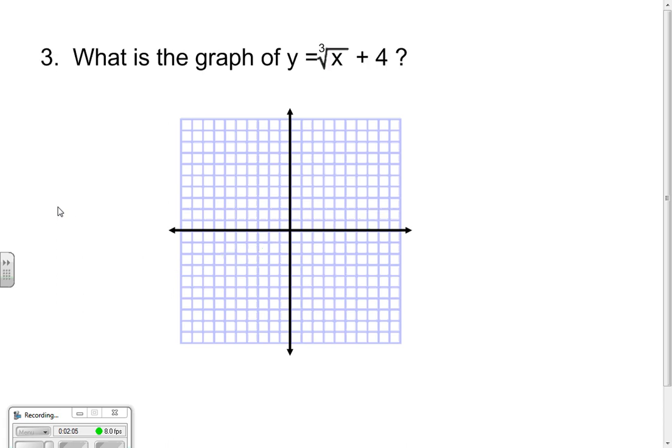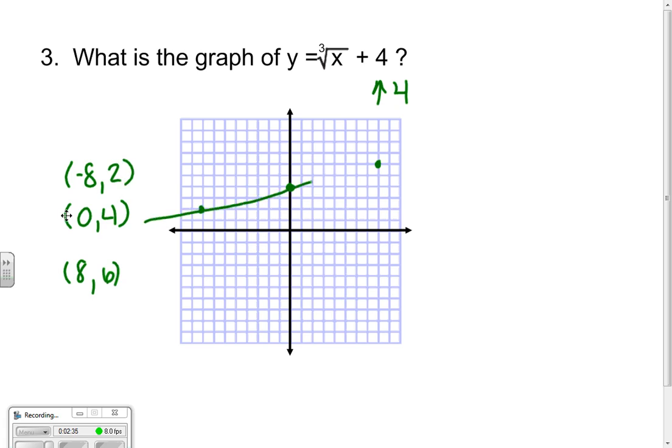Number 3, that +4 in the end means that this graph has moved up 4. So instead of starting at 0, 0, it's going to start at 0, 4. Still going to pick negative 8 and positive 8. Those are smart cube root values. The cube root of 8, I'll do the positive first. The cube root of 8 is 2, plus 4 is 6. The cube root of negative 8 is negative 2, plus 4 is positive 2. So this graph, again, looks just like the parent function, only it has moved up 4 units.